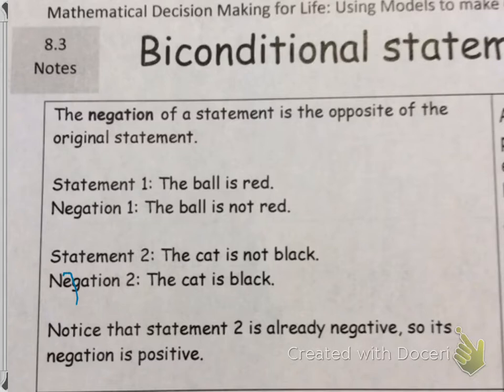It says the negation of a statement is the opposite of the original statement. So if your statement 1 is the ball is red, then the negation of 1 would be the ball is not red. We just took what was happening in the first one, red, and changed it to not red in the second one. Statement 2 says the cat is not black. To negate that, we say the opposite of not black, which would be black. So the cat is black is the negation of statement 2. Notice that in statement 2, it's already negative, so the negation is actually positive. We're really just doing the opposite statement of what the original says.